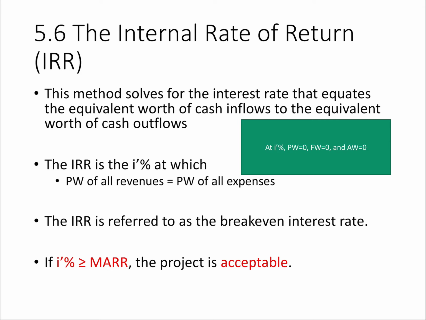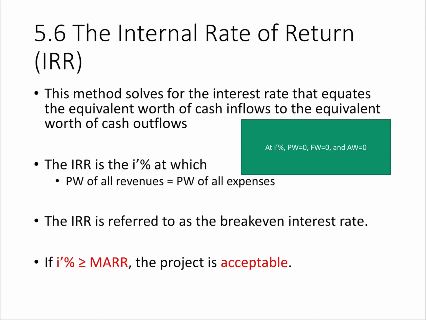Okay, so there are two other methods. They're not converting the values to a different timeline, but they calculate the interest rate going on the timeline and compare that interest rate with your MARR. So if that interest rate is bigger than or equal to your MARR, then you're going to accept that project. Otherwise, you're going to reject it.